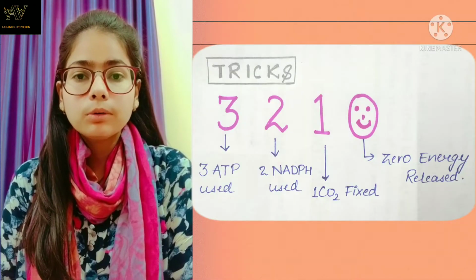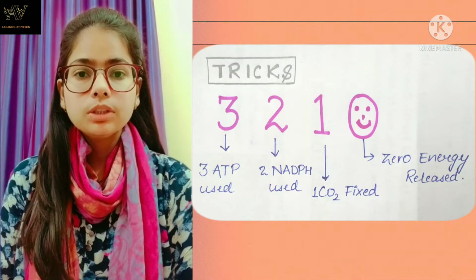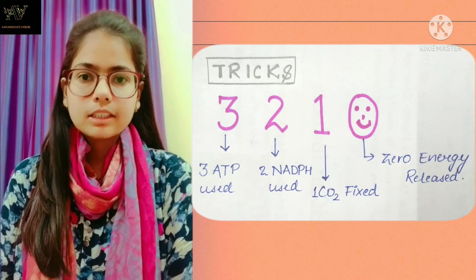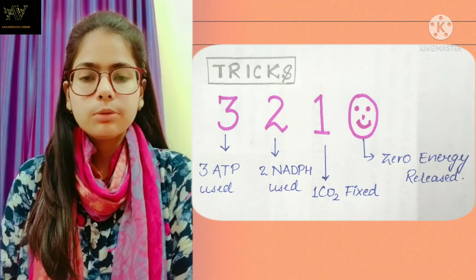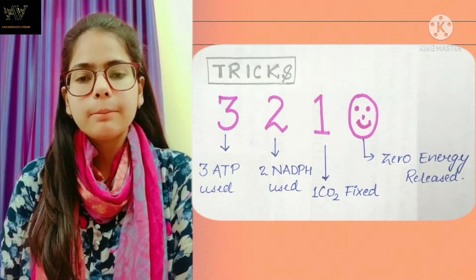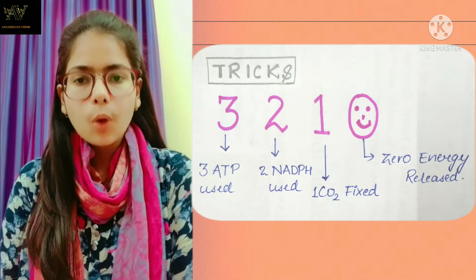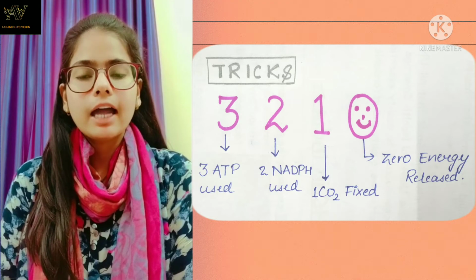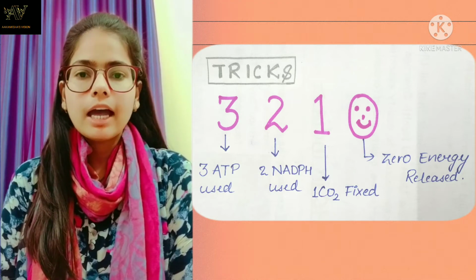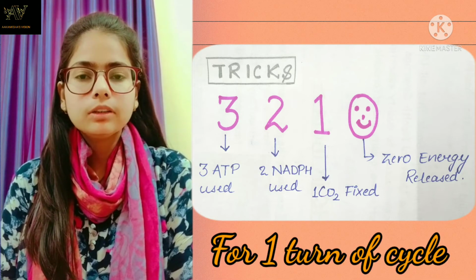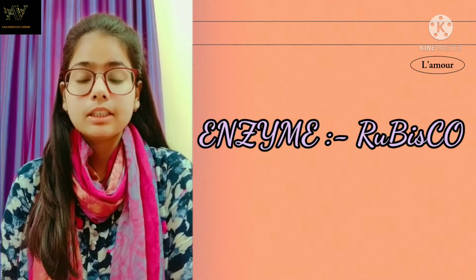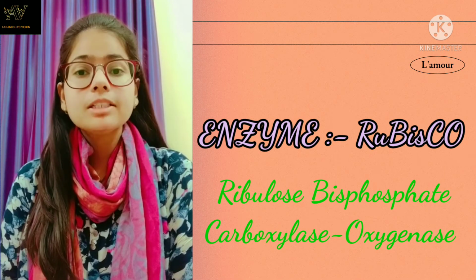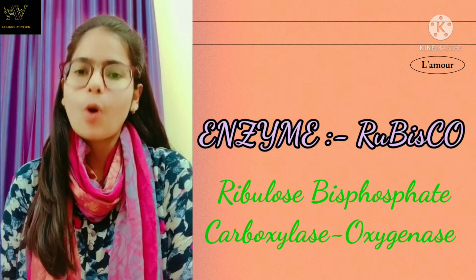If we talk about the energy used, the trick is 3210: 3 ATP equivalent is used, 2 NADPH equivalent is used, 1 carbon dioxide is fixed, and 0 energy is released. This data is for 1 turn of the cycle. The enzyme responsible for the fixation of CO2 is Rubisco, that is ribulose bisphosphate carboxylase oxygenase.